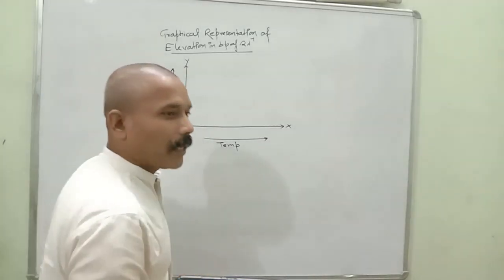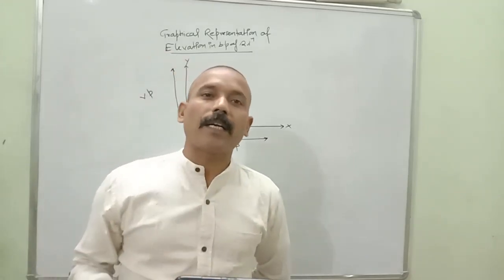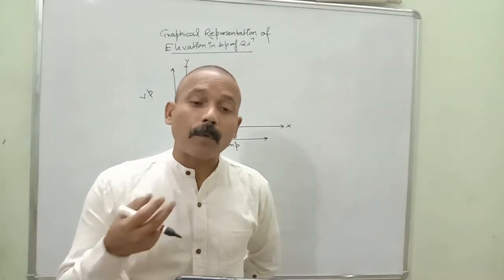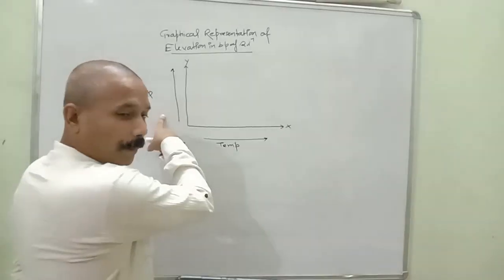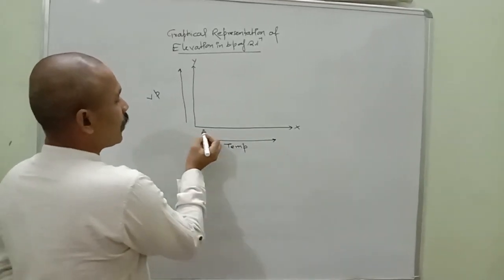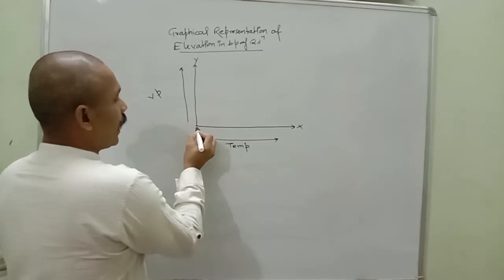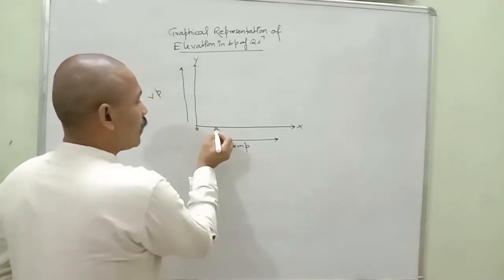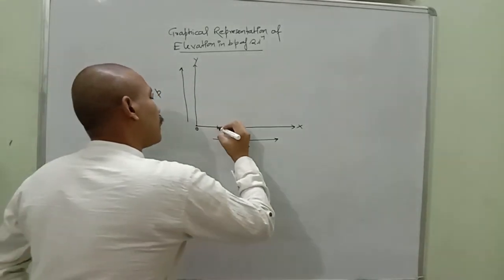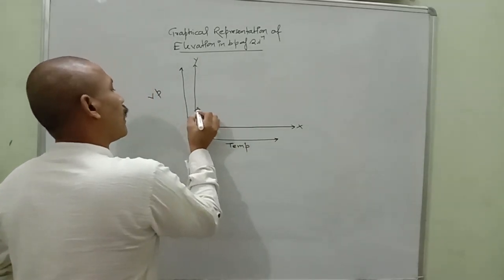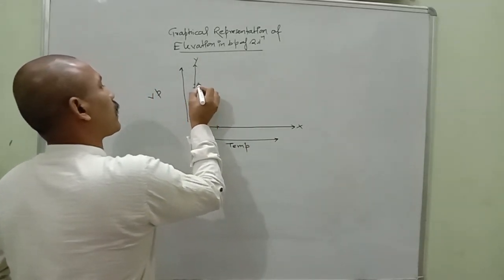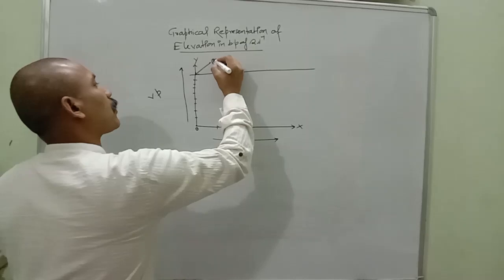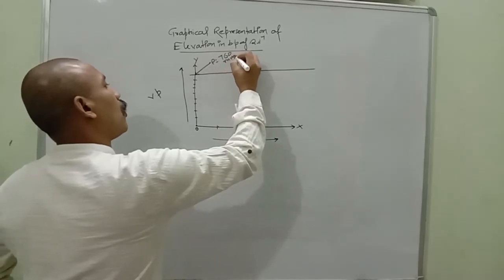Why vapor pressure? Because we are talking about elevation in boiling point, and boiling point is the temperature at which vapor pressure becomes equal to the atmospheric pressure. That's why we have considered vapor pressure here. Suppose initially this is the 0 point, but room temperature is never 0, so say it is initially 20 degrees Celsius. This is the point at room temperature, and the scale is 0, 100, 200, 300, 400, 500, 600, 700 and 760. This is the point at which pressure is 760 mm of Hg.